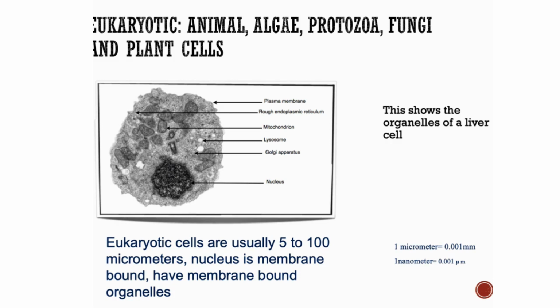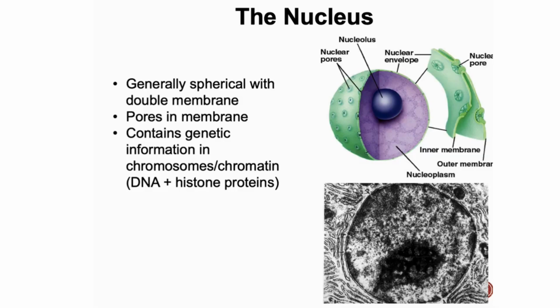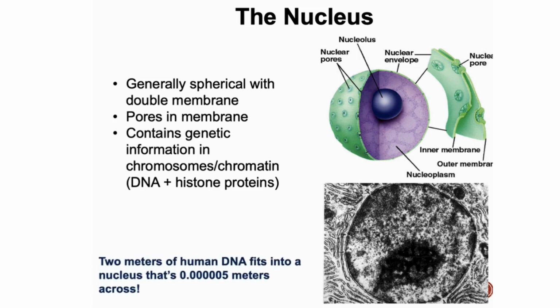The nucleus is membrane bound, and eukaryotic cells have membrane-bound organelles such as the nucleus. Generally it's spherical with a double membrane with pores. It has pores in the membrane because it produces ribosomes and contains genetic information and chromosomes. So the 2 meters of human DNA fits into a nucleus that is only micrometers, not even 0.5 meters, across.